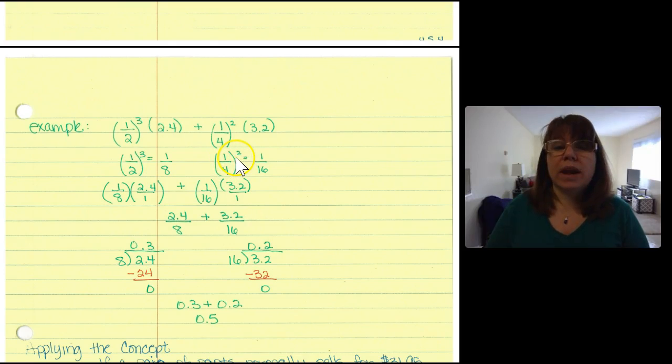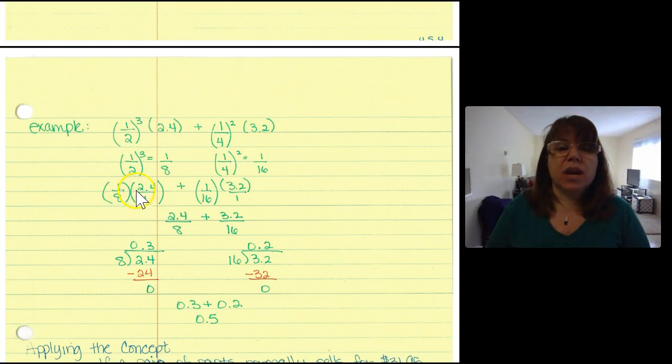1/4 squared, that's 1/4 times 1/4. Do the numerators. 1 times 1 is 1. 4 times 4 is 16. So 1/4 squared is going to be 1/16. Now I can look at my problem and see if I need to convert anything.